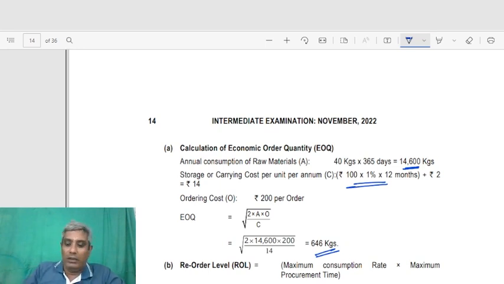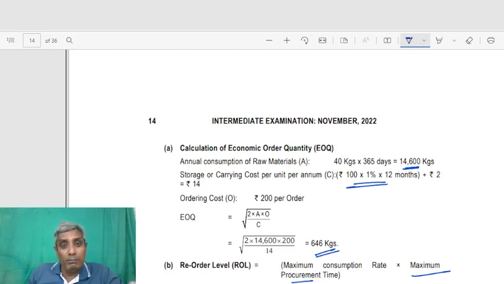Clear? Great. Now let us go through the next level. So what is the reorder level? Reorder level is nothing but maximum consumption into maximum lead time or maximum procurement time. They have given 5 to 9 days. So 50 kgs per day into 9 days. That is why they have converted into days rather than weeks.